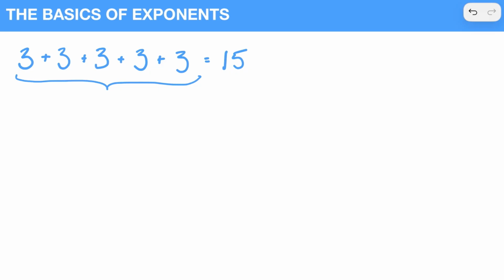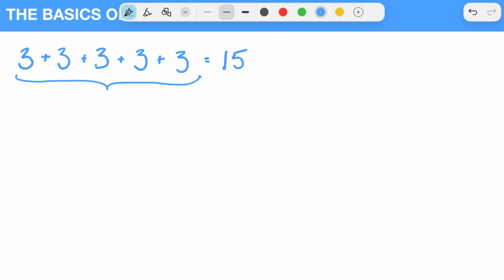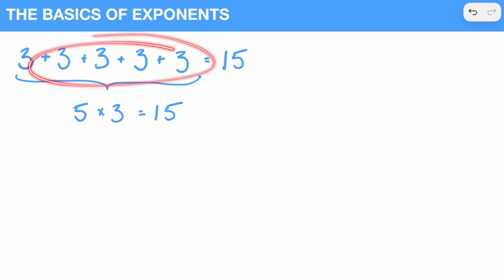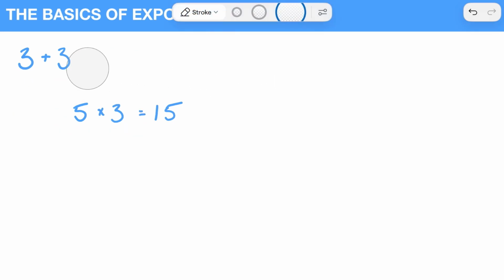Well, the way that mathematicians have simplified this from addition is with multiplication, right? So instead of doing 3 plus 3 plus 3 plus 3 plus 3, this is 5 3s, so they might write instead 5 times 3, 5 groups of 3. We know that this is also 15. We've taken something that required a lot of writing and simplified it to use a little writing. Exponents allow us to do something pretty similar.